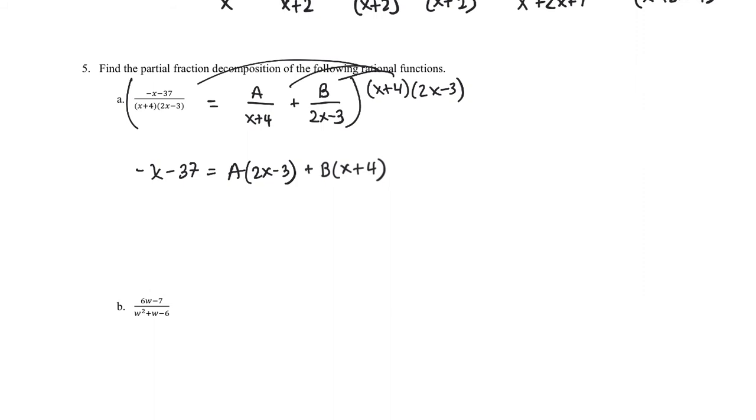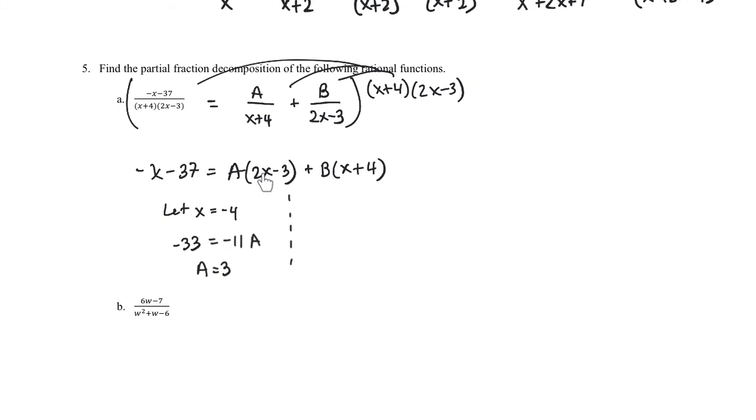So I'm going to try to cancel B first by letting x equal -4. If I plug in a -4 here, -4 plus 4 is 0. 0 times B is 0, which would leave us only solving for A. So if I plug in -4 here, the opposite of -4 is 4. And then 4 minus 37 is -33. And then here, -4 times 2 is -8. -8 minus 3 is -11. And then -11 times A is -11A. Divide by -11, and A equals 3.